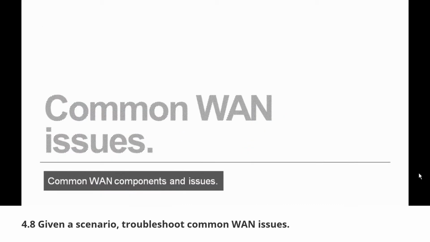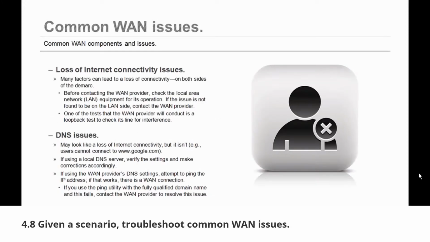With the common components covered, let's move on to common wide area network issues. First up is a loss of internet connectivity. Many factors can lead to a loss of connectivity on both sides of the Demarc. Before contacting the WAN provider, check the local area network equipment for its operation. If the issue is not to be found on the LAN side, then contact the wide area network provider. One of the tests that the WAN provider will conduct is a loopback test to check its line for interference.